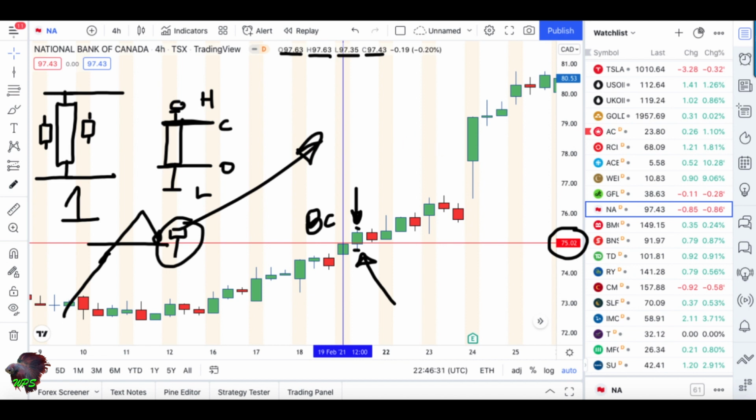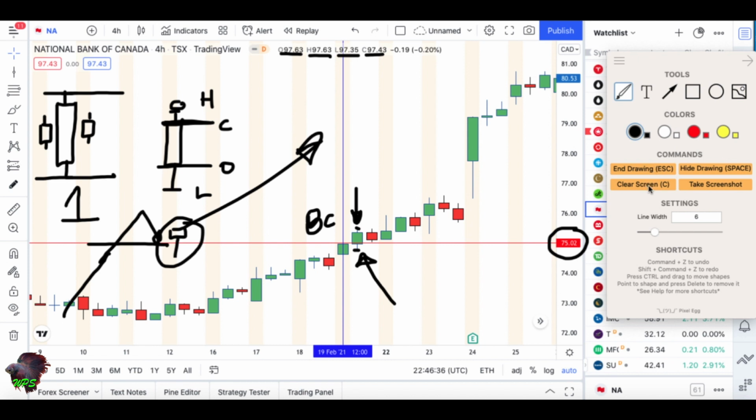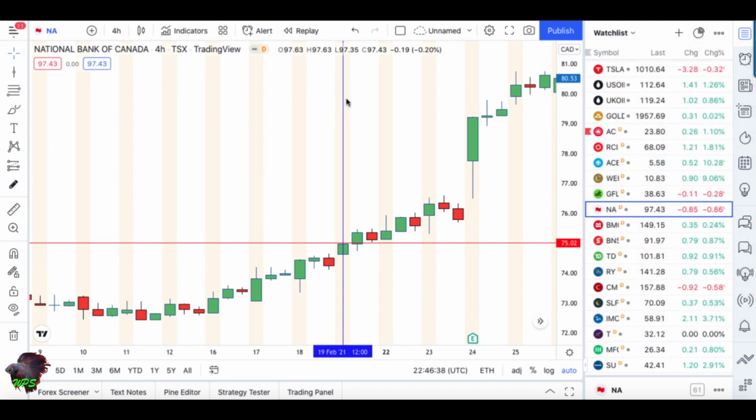Now I'm going to turn off my drawing tool just to show you when I take my cursor. Take a look at my cursor. I'm standing on top of this candle here. This candle was created on the 19th of February 2021. Take a look at the numbers here. The high of the candle was 75.48, the low was 74.75, the open of the candle was 74.98, and the close was 75.37.